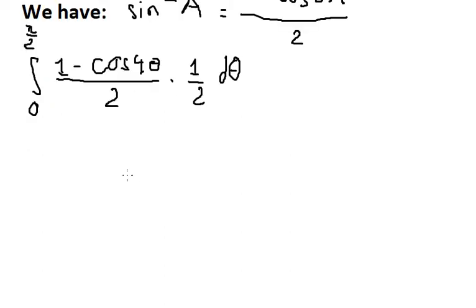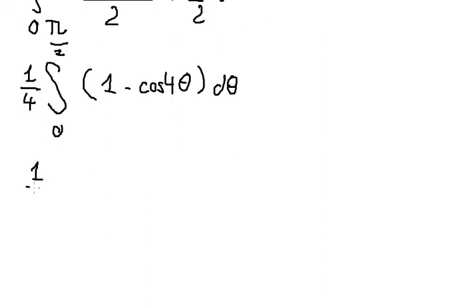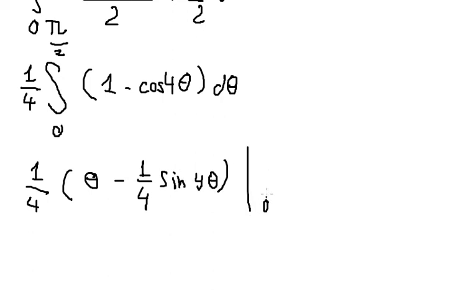So number 2 and number 2, you get 1 over 4. And this one, we get 1 minus cosine 4 theta d theta. And we get the final answer. The integral of number 1, you get theta. The integral of cosine 4 theta, you get 1 over 4 sine 4 theta. And we have the bounds 0 to pi over 2.